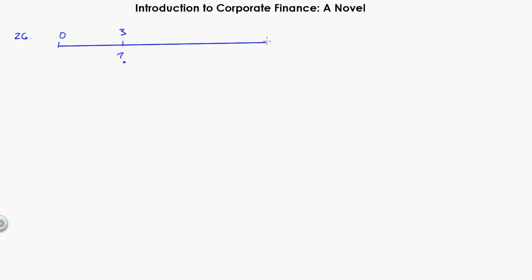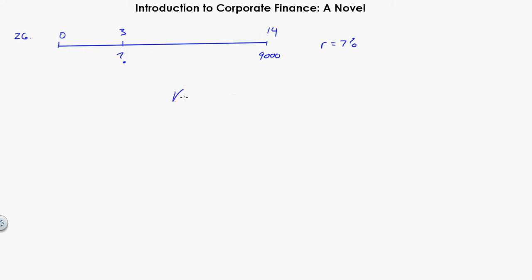Alright, and now we'll go to question number 26. And of course we'll draw a timeline. So you need to have $9,000 in the account 14 years from today. And the account pays 7%. How much must you have in the account at year 3? So year 0, year 3, that's what I want to know, year 14, and I need to have $9,000 in this account, and my interest rate is 7%.